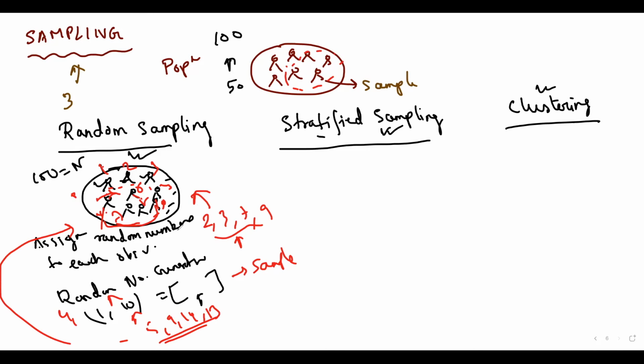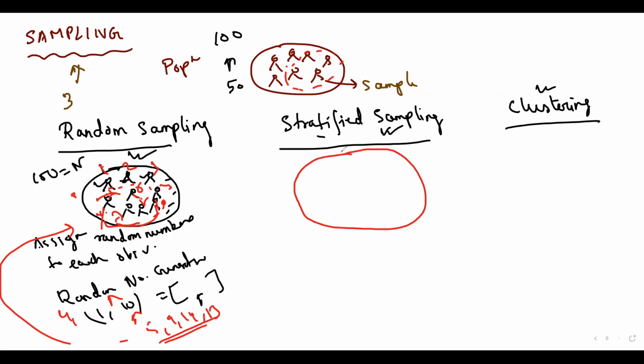Randomly, they are generated. Okay, now let me talk about stratified sampling. What happens in stratified sampling is that first of all, we group the users. Let's say we have this many people in a population. First of all, we group them.